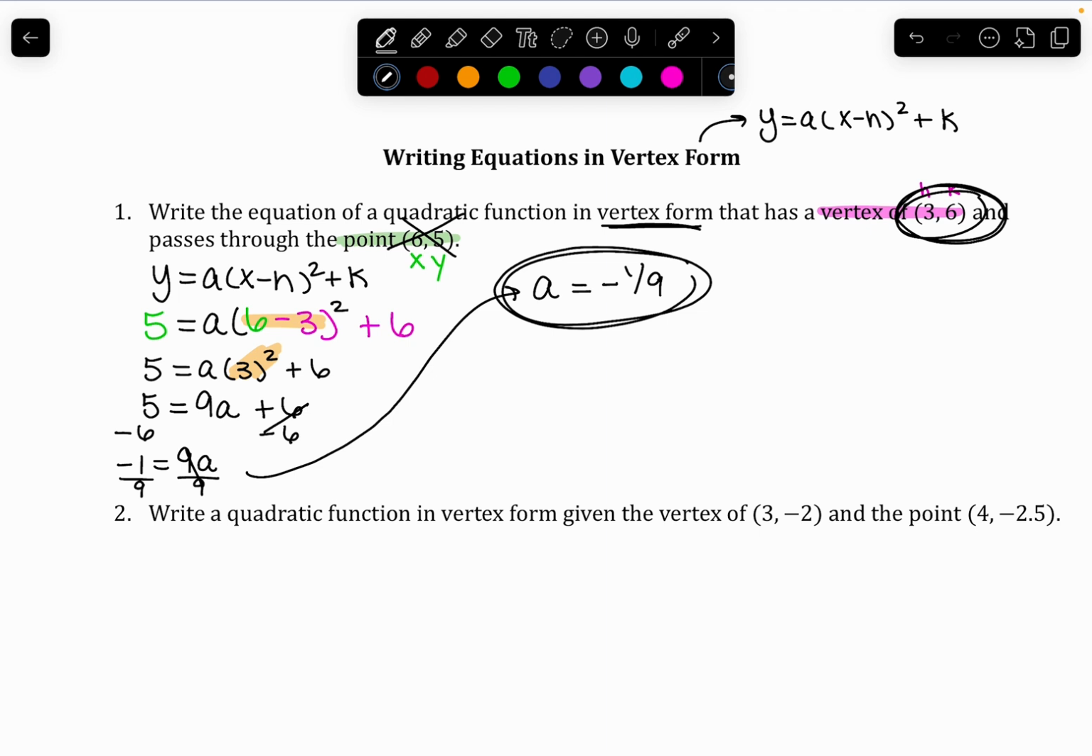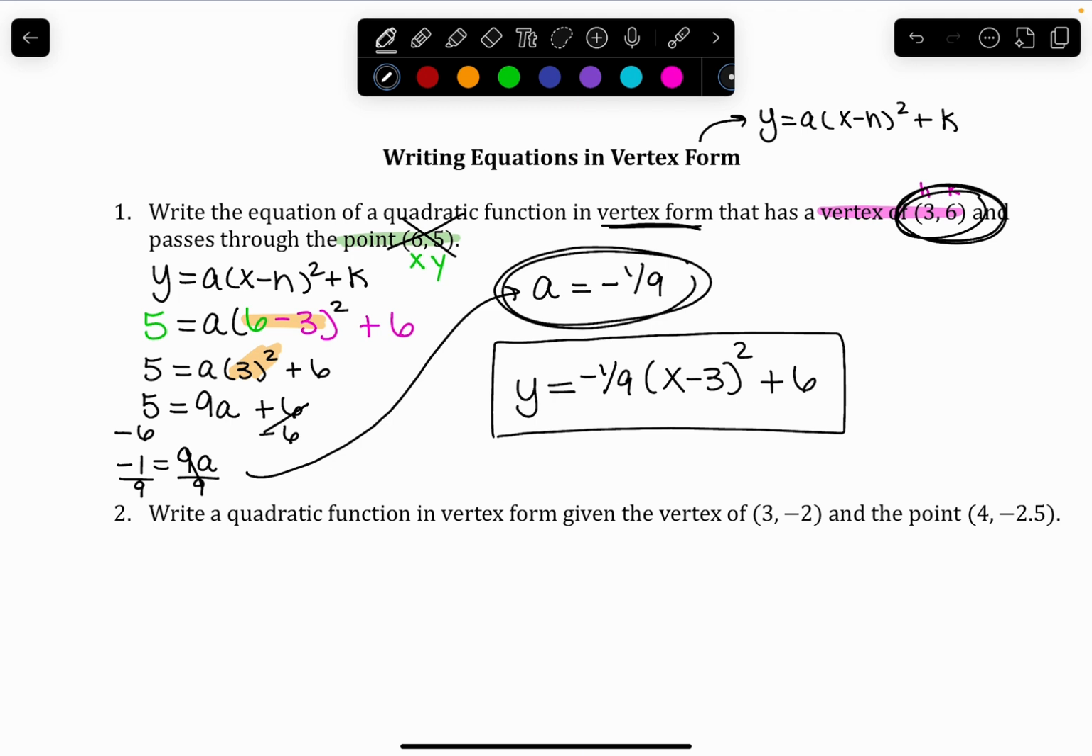And our actual equation will be y equals, I now know that a is -1/9, so that's going to be -1/9. And then I have to do x minus the h value plus the k value. And I need to scoot that down because that's too close. So that is my equation in vertex form of a graph that has a vertex of 3, 6 and passes through the point 6, 5.